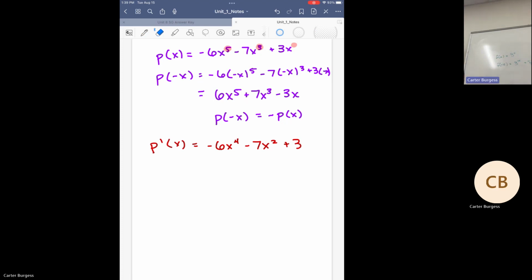All right, what's going to happen here if I do the same thing? If I take this p prime of -x, what's going to happen when I plug in the negative in this case? It's not going to change anything, right? If I plug in -x here, -x to the 4th is just positive x to the 4th. Negative times negative times negative times negative is a positive number. -x squared is positive x squared. And so plugging in -x, I get the exact same function as if I was just plugging in normal x.